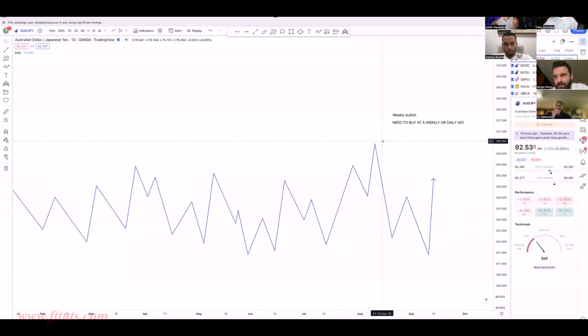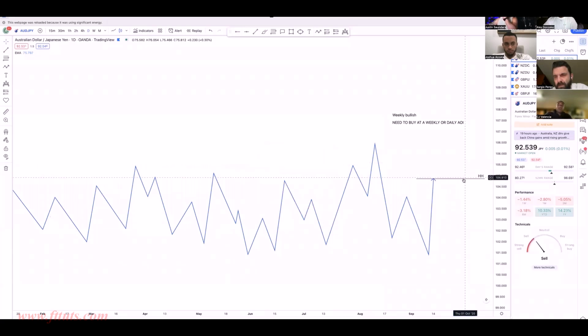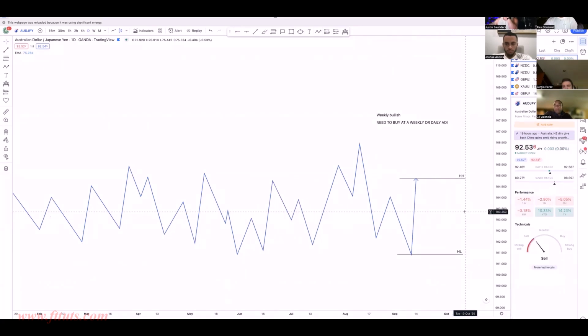We are missing our higher high, and we are missing our higher low. These are mandatory to put on your charts, and you are going to see why in just a second.